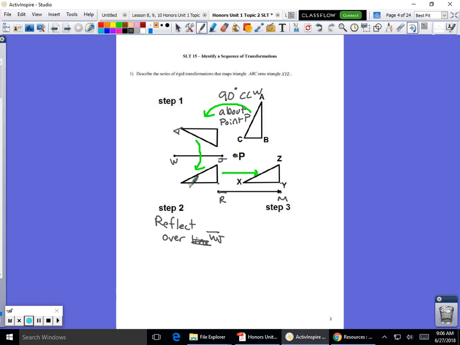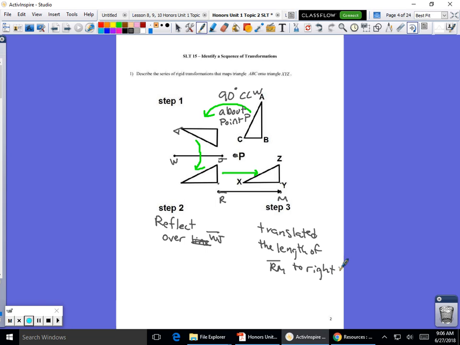Okay, so step 3 would be we translated maybe the length of RM to the right. All right.